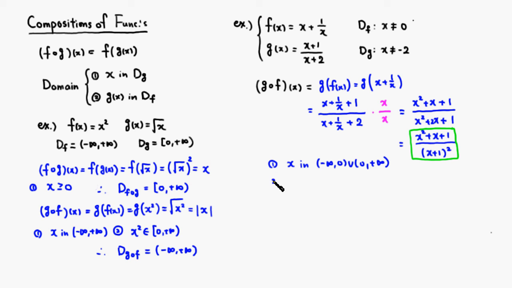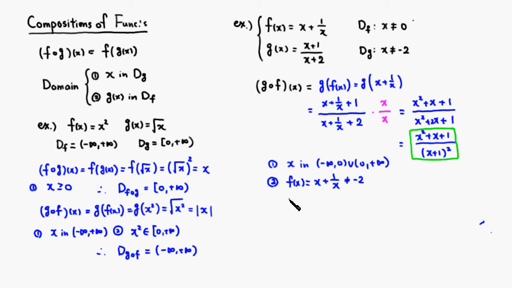And the second condition is that the inside function, which is f of x, so f of x is x plus 1 over x, we have to make sure that this guy is in the domain of g, which is all real numbers except for negative 2. So maybe I'll do it this way. We don't want this guy to be negative 2. All right? And which means what?